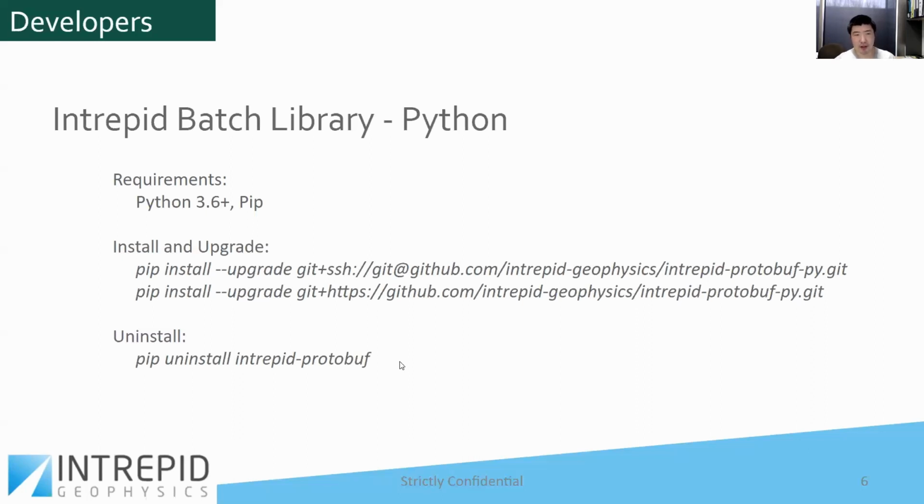That's why this Intrepid batch library is not included in the Intrepid shipment. You won't find it on your disk in an installed version, because we keep improving and updating it. So you can just use pip to upgrade to new versions.